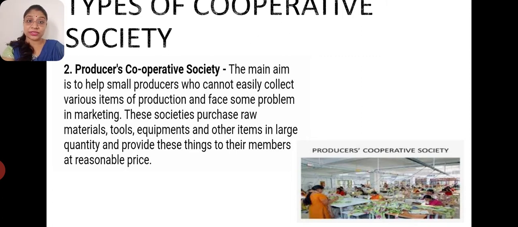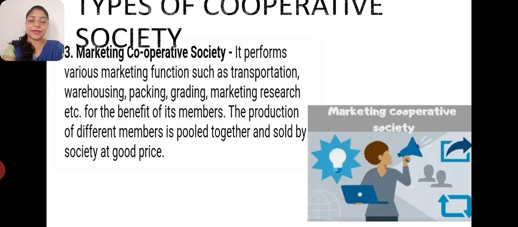You already know what the things required for production are: men, money, machine, material, method. So it's not easy to get all of these things. So producers, instead of closing their production, take the help of this cooperative society and get the benefit of a reasonable price. The third one is the marketing cooperative society.